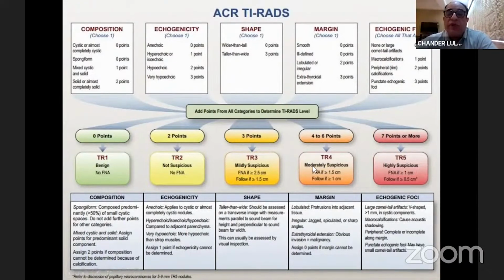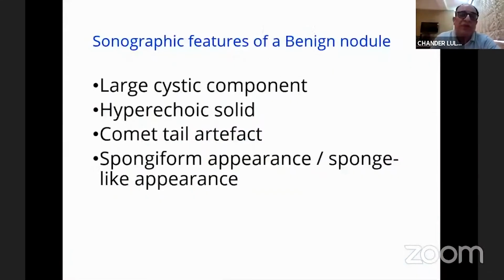Thyroid 4 is moderately suspicious. You will then biopsy a smaller lesion also, more than 1.5 centimeters. So 4 to 6 points here, thyroid 4. And if it is more than 1 centimeter, you will follow up. And if it is, of course, thyroid 7 or more, you will biopsy. The size criteria is 1 centimeter. So anything more than 1 centimeter will be biopsy. So essentially, benign features, I've already spoken: cystic, hyperechoic, comet tail, spongy.